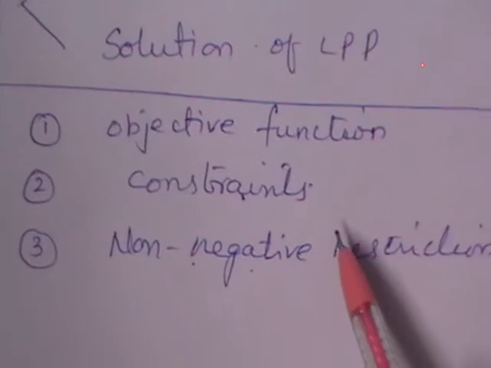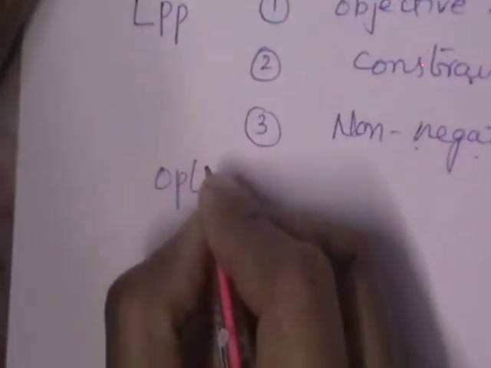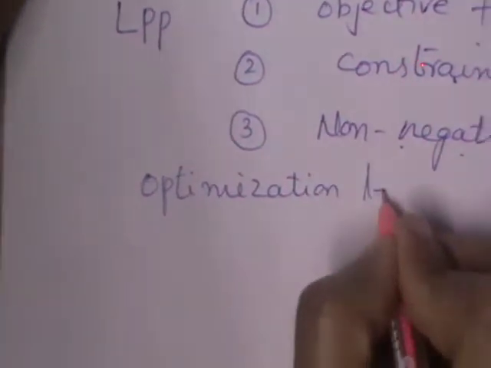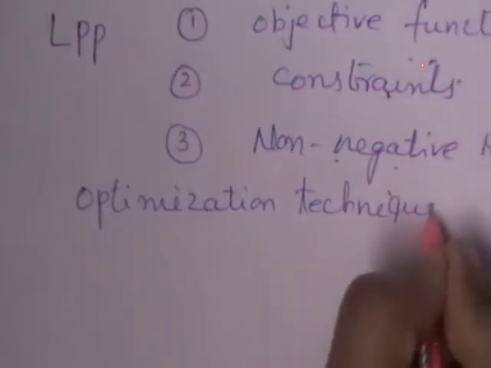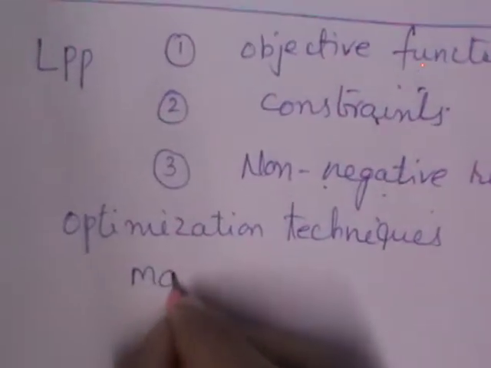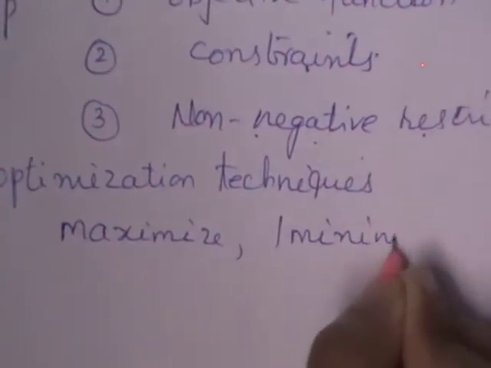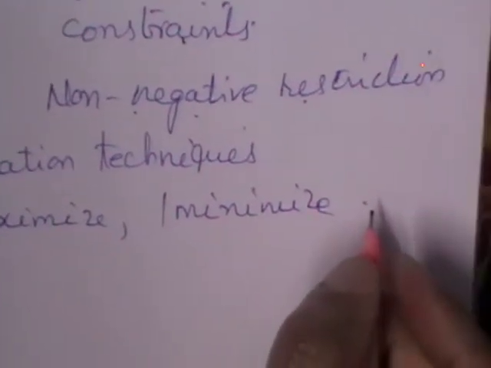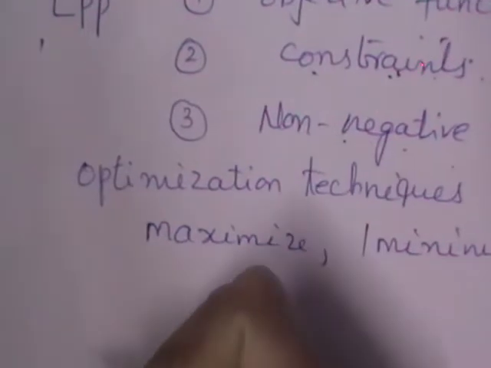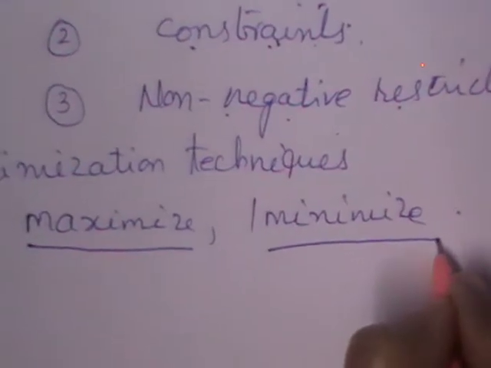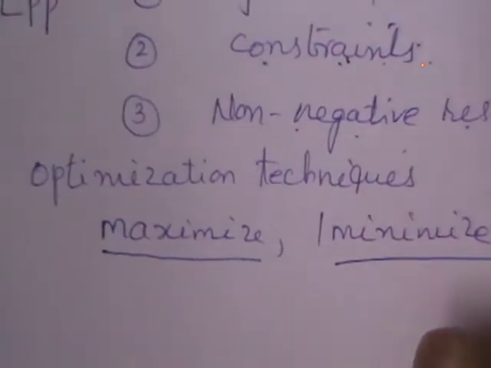These LPPs commonly come under OR, which are also called optimization techniques. Optimization techniques means you are going to maximize the given situation, or you are going to minimize the given situation or the problem, using available resources. So LPP is also called constrained optimization. Constrained optimization means using available resources, you are going to either maximize the profit or minimize the time or the cost of the given situation.